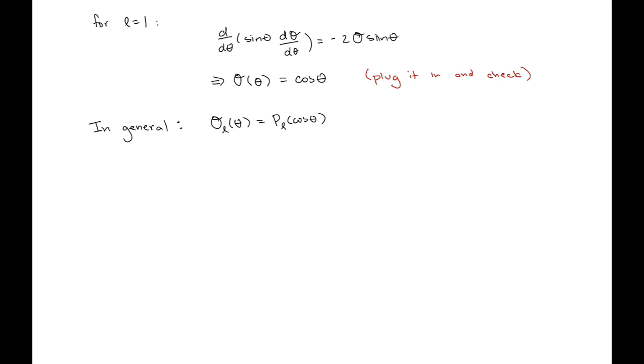Okay, so I'll just write out what they are now, or at least a few of them. If L is equal to 0, then our first Legendre polynomial evaluated at cosine theta is equal to 1, okay.